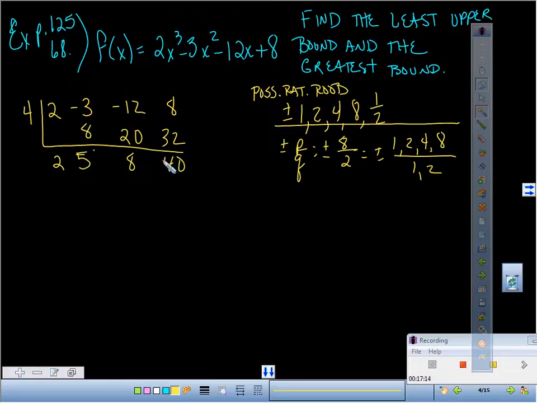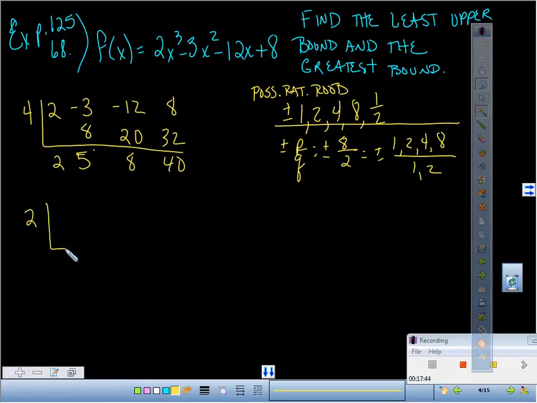Do you agree with me? Could I try 8? Would I want to try 8 for a root? No, that's what this upper bound is saying. He's saying, guys, there are no roots above me. Okay? I'm an upper boundary. Don't go above me. There are no roots above me. Now, is he the least upper bound? We don't know. What do we have to do? You have to try what?